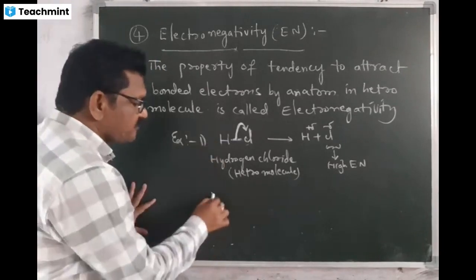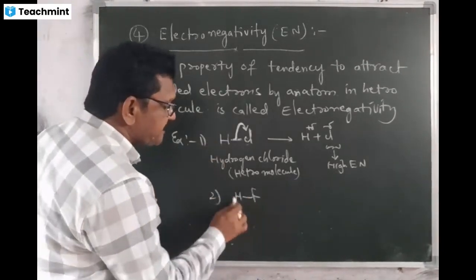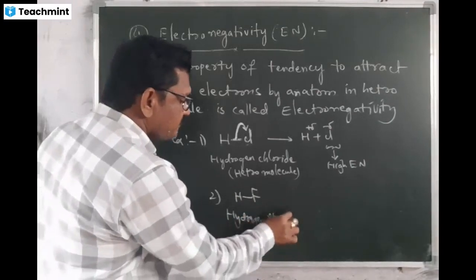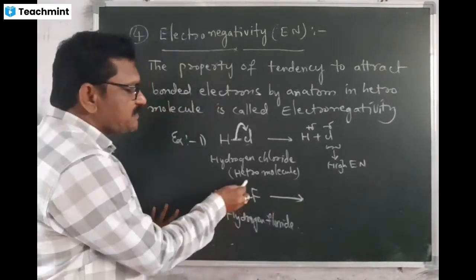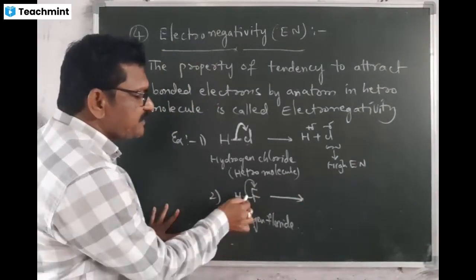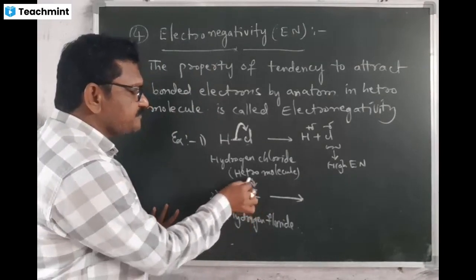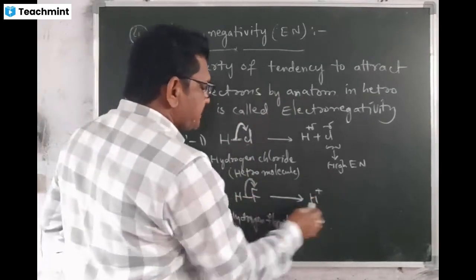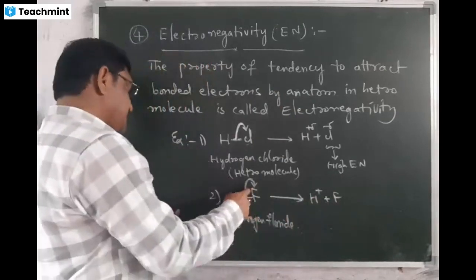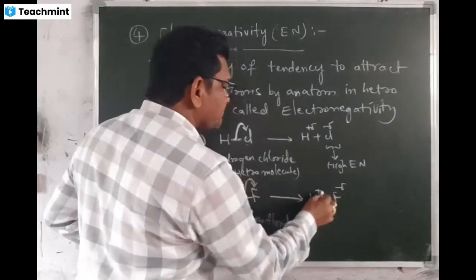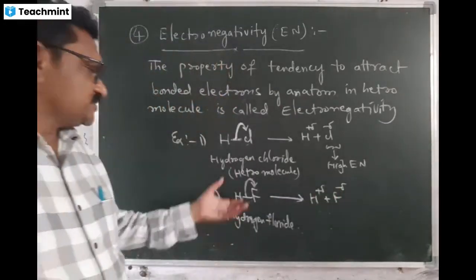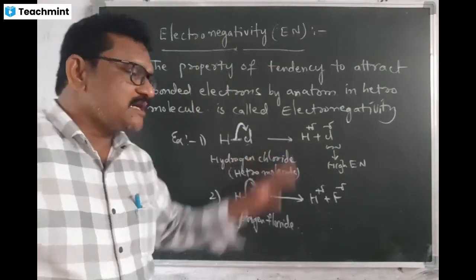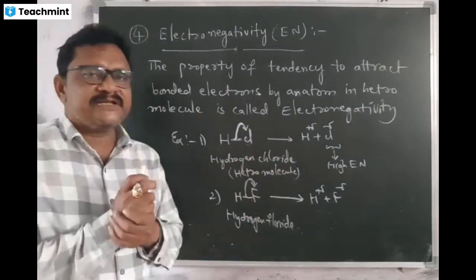Okay. For example, this is example one. You can take HF. This is hydrogen fluoride. In hydrogen fluoride, what happens? The bonded electrons are attracted by fluorine. This property of tendency to attract the bond electrons is called electronegativity. By this, H becomes less negative, and fluorine, having taken the bond electrons, becomes partial negative. H becomes partial positive. So the property or tendency to accept the bond electrons by one of the atoms in the heteromolecule is called electronegativity. Electronegativity is one of the periodic properties, no doubt.